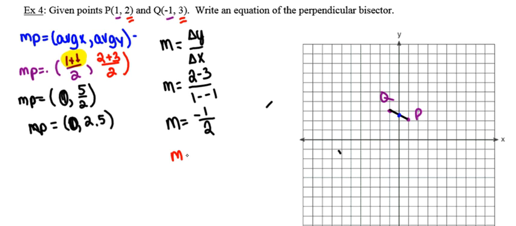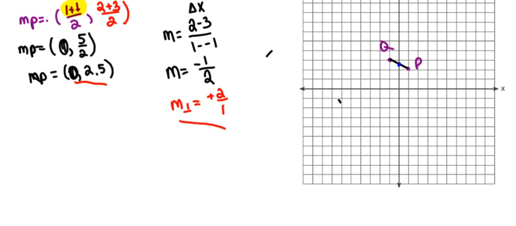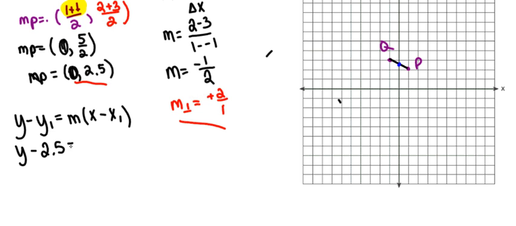I want my slope to be perpendicular to that. So +2, or +2 over 1. So I want to pass through the point 0, 2.5. I want a slope that's equal to 2 over 1. I know the coordinates of a point. I know the slope. I'm perfectly set up to use point-slope form of an equation. Y minus y1 equals my slope times x minus x1. So I've got y, subtract my y value, 2.5, equals my slope, 2, times x, subtract my x coordinate, which is 0.